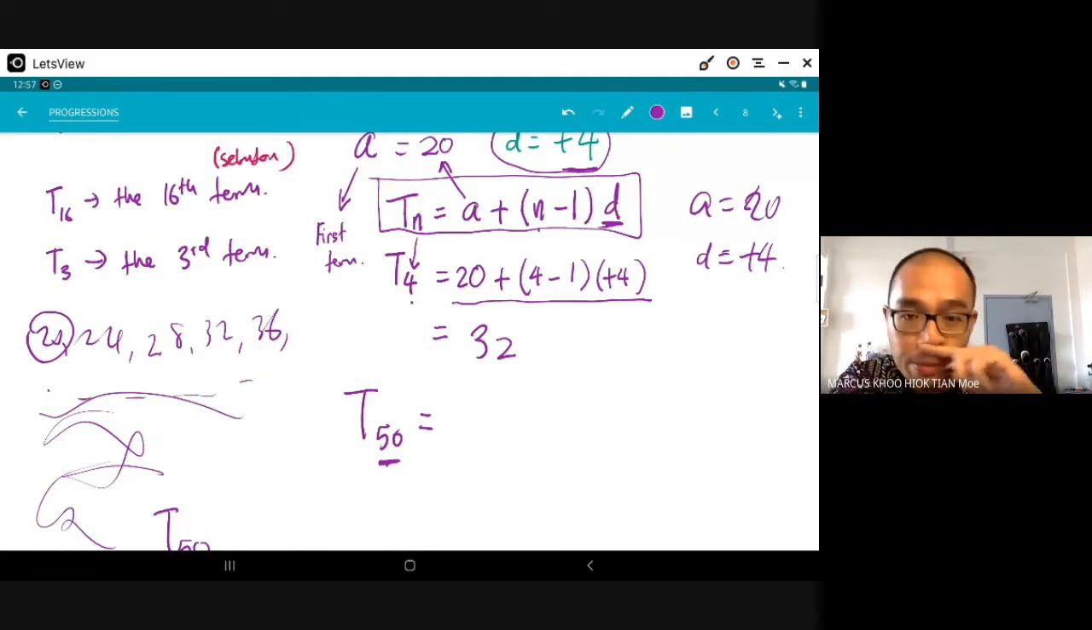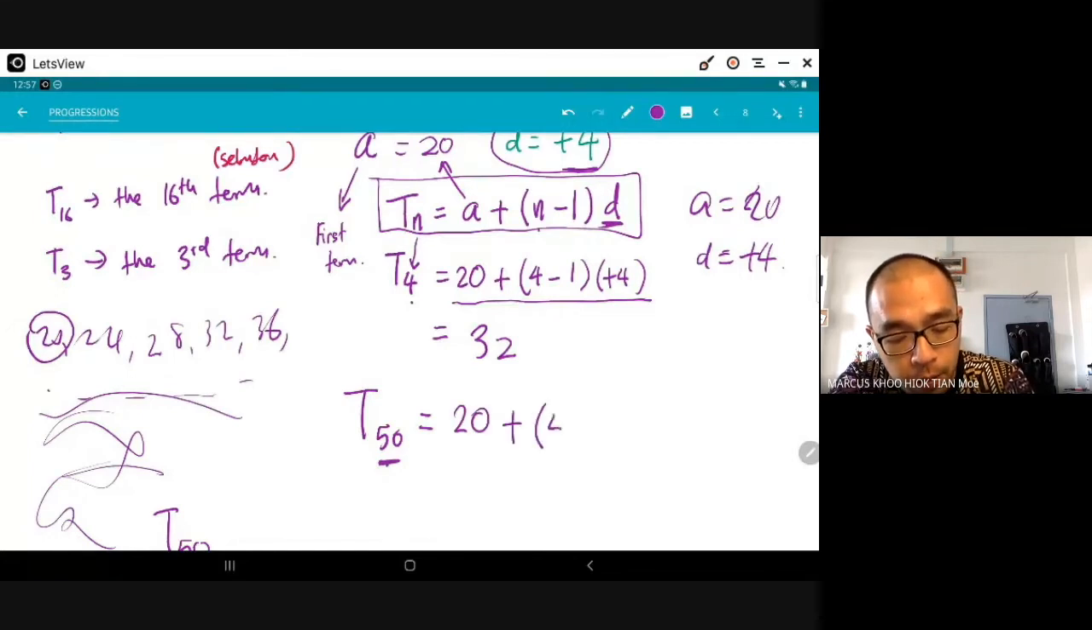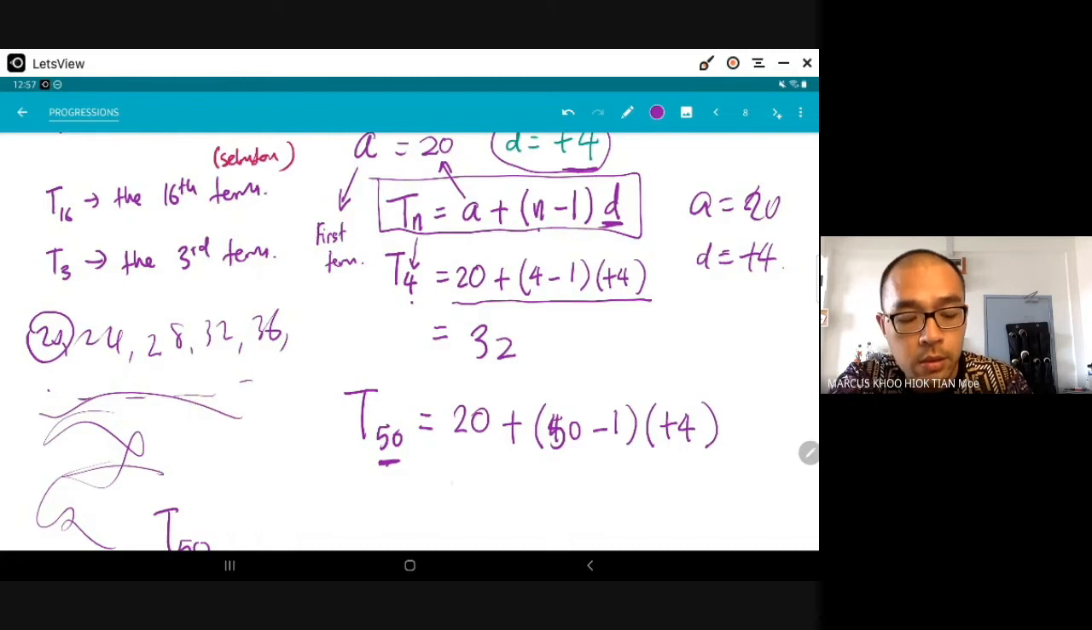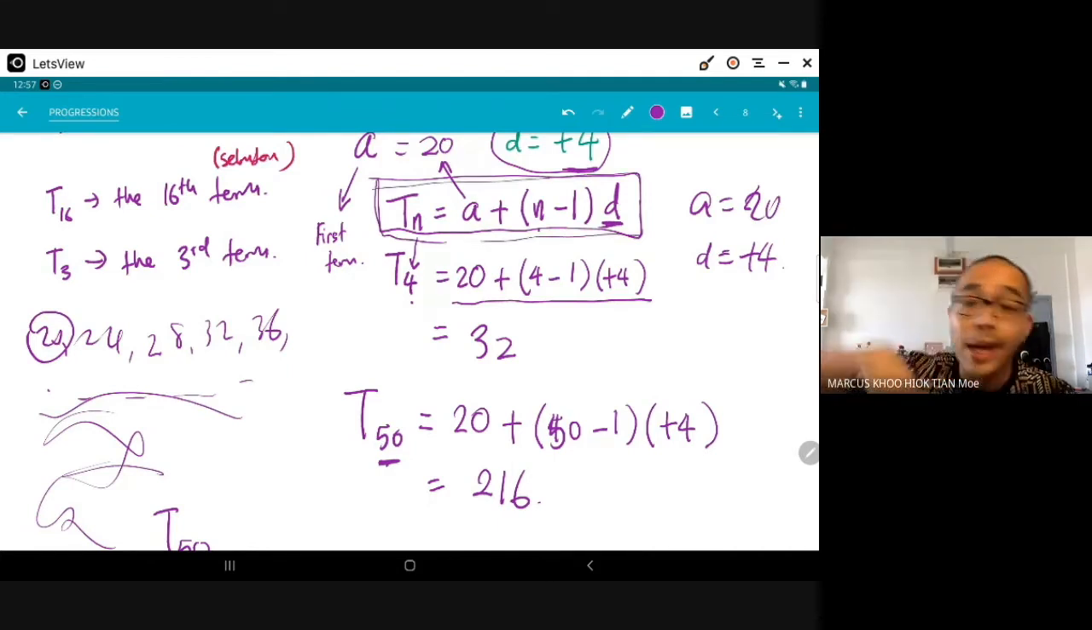216. Okay, can you tell me how you got the working? Write down. Okay lah, fine. Everybody seems to get it. 20 tambah 4, bukan 4. Berapa sudah itu? 50 bahkan. 50 minus 1 times positive 4. Okay, so I think you're right lah. You should get 216. So dengan menggunakan formula ini, using this formula, we can find any term we want.